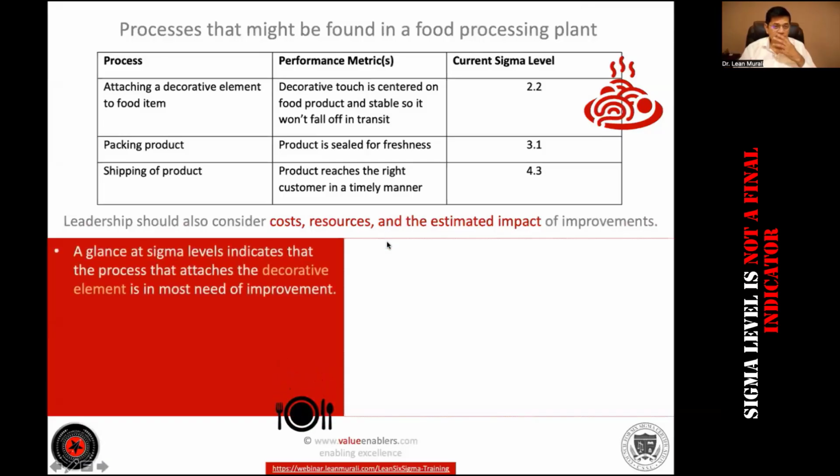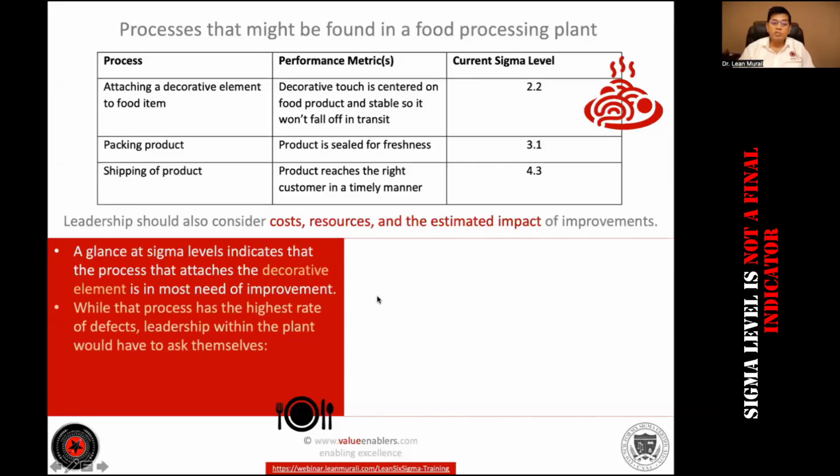Now, if you see here, a glance at sigma levels indicates that the decorative element is in most need of improvement. That's what all of you have typed. The 2.2 has to be improved. While the process has a higher rate of defects, the leadership within the plant would have to ask themselves, how much does that matter to the customer? What is the hit to the bottom line? How much it matters to the customer and how much it affects the profits?